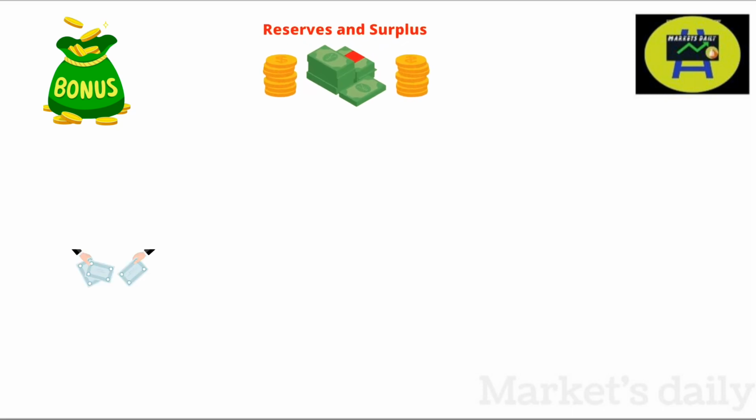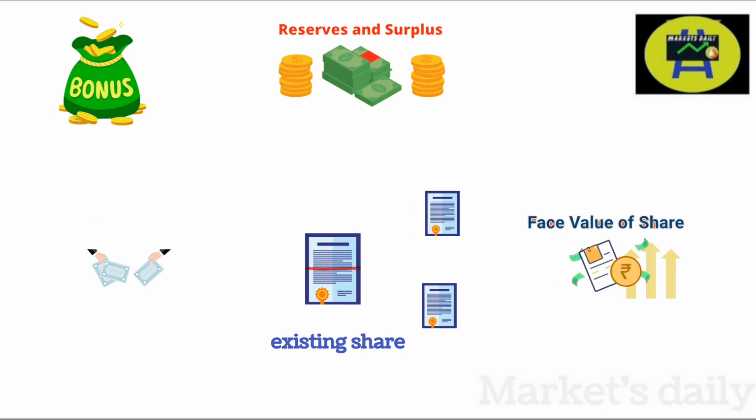Let's see how bonus is given. Bonus is given from the company's cash reserves and surplus. On the other hand, split is given from the existing shares based on the face value of the stock.